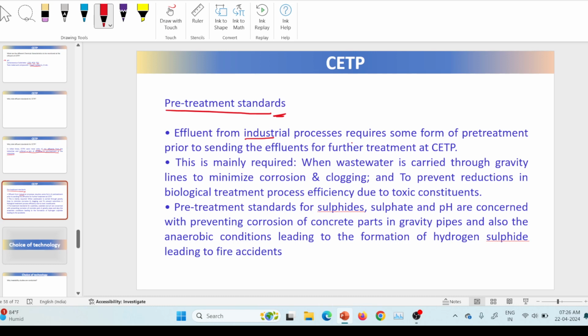Effluent from industrial processes requires some form of pre-treatment prior to sending the effluents for further treatment at CETP. This is mainly required when wastewater is carried through gravity lines, meaning sewers, pipelines or open channels, to minimize corrosion and clogging, and to prevent reductions in biological treatment process efficiency due to toxic constituents. Pre-treatment standards for sulfides, sulfate, and pH are set to prevent corrosion of concrete parts in gravity pipes, and also the anaerobic condition leading to the formation of hydrogen sulfide, leading to fire accidents. So that's why pre-treatment is required.